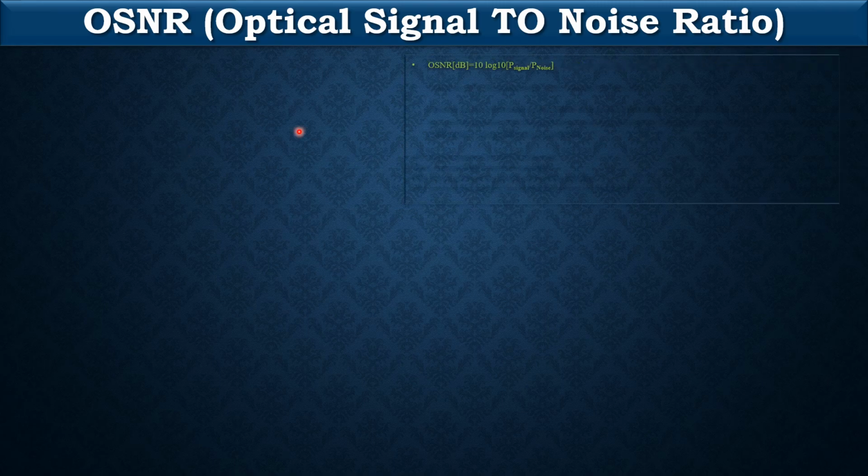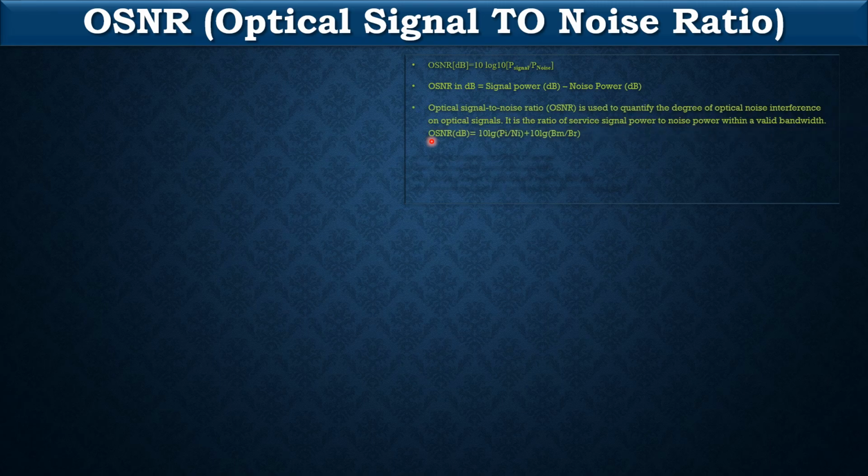So let's see the calculation of OSNR in dB by this formula: 10 log10 (P signal / P noise). So this is the signal power, this is the noise power. OSNR in dB equals signal power in dB minus noise power in dB. Suppose we have a signal power for a particular lambda and a noise power for that particular lambda. So OSNR in dB is calculated by this formula, signal power in dB minus noise power in dB. Here, a very important point is that the OSNR is always calculated for a particular lambda, for a particular channel. It means per channel OSNR is calculated.